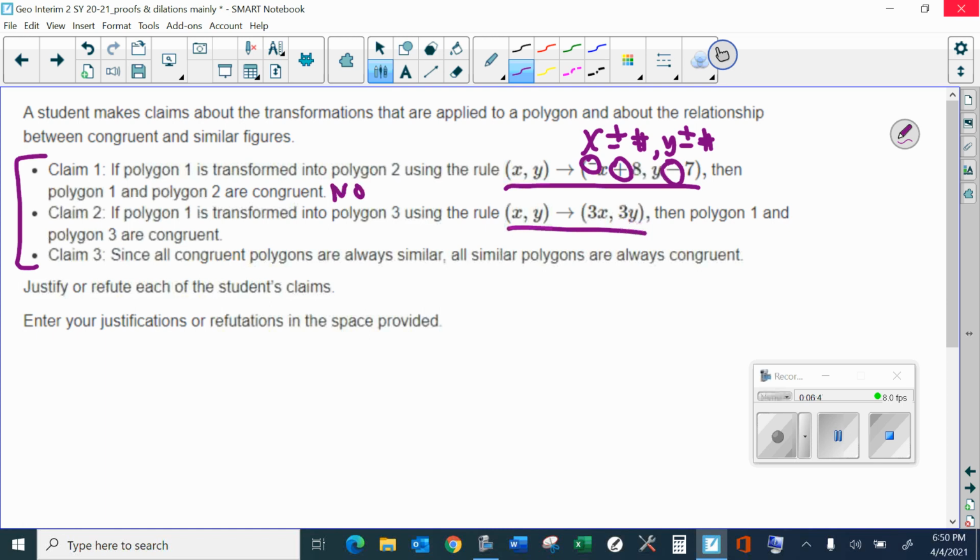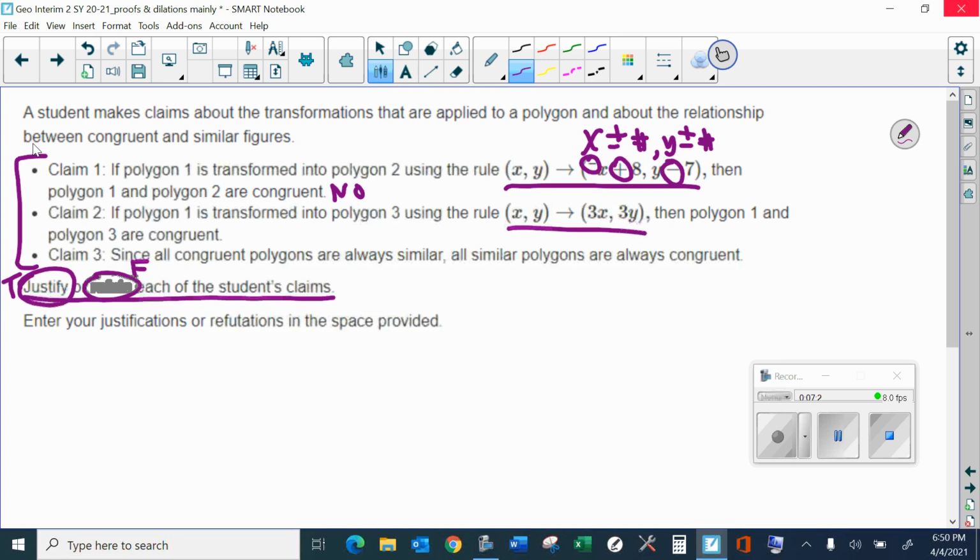No. It says justify or refute each. So justify means it's true, and refute means you're saying it's false, and you have to give your reason for it. Okay, so number one is no, it's false because negative x plus 8 does not fit the translation rule order. It has to be x plus 8. Okay, so that's what you can say right there. I'm just verbally telling you. So if you need to pause the video, write it down.